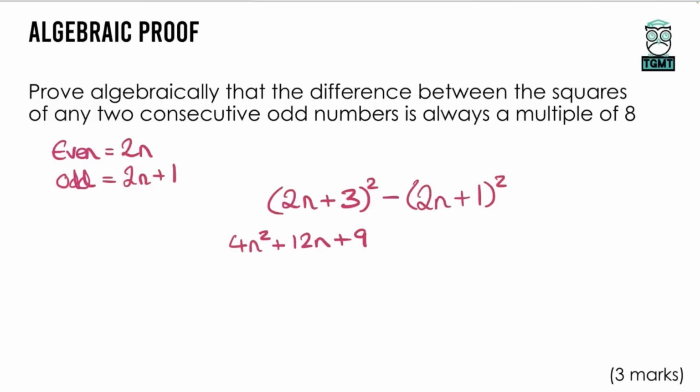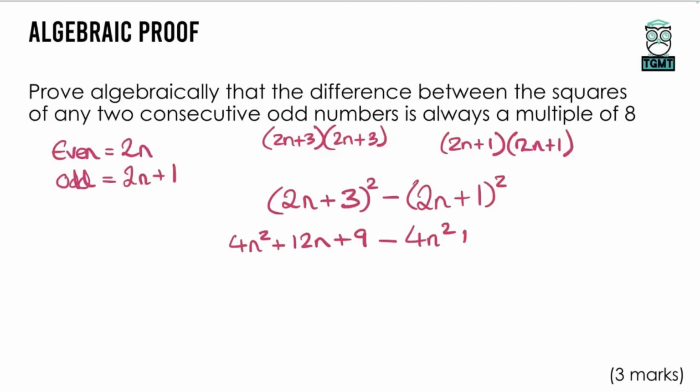If you don't like expanding a double bracket in one step like that, then obviously just write 2 brackets to the side, 2n plus 3, and 2n plus 3, and just take your time to expand them, and make sure you get that expression correct. We are then going to subtract the next one, and again you just write out 2n plus 1 and another 2n plus 1, and that gives us 4n squared plus 2n, so plus 4n, and then 1 times 1 gives us 1.